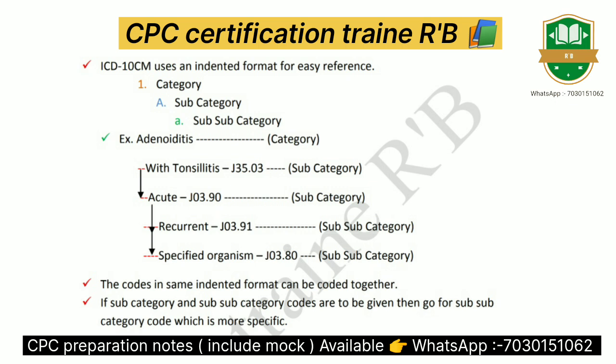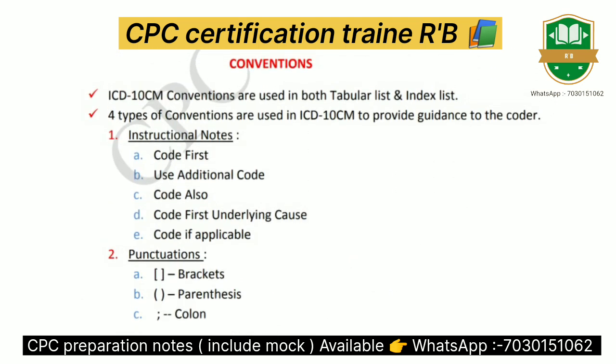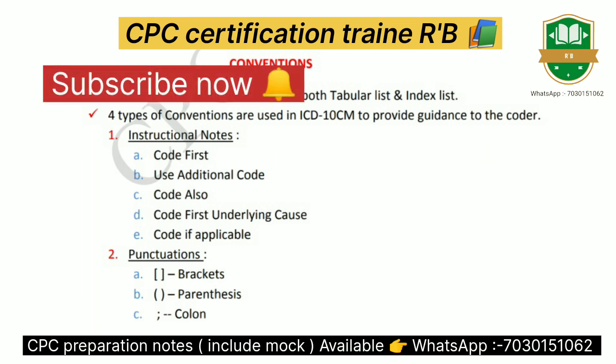Okay. Then next point, ICD-10 conventions. Conventions are very important to read the code in ICD coding. Okay, conventions have 4 types. The first type is instructional notes, which include code first, additional code, code also, code underlying cause, code if applicable. Then punctuations. Punctuations include brackets, parentheses, colon. Then next, a related term, and with.